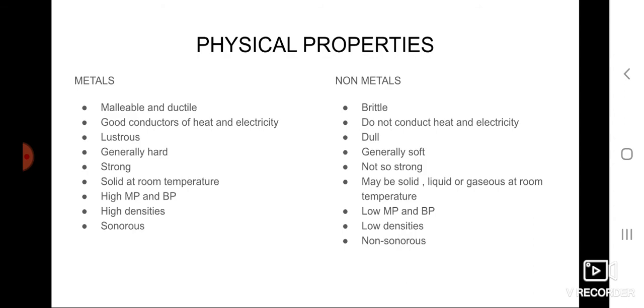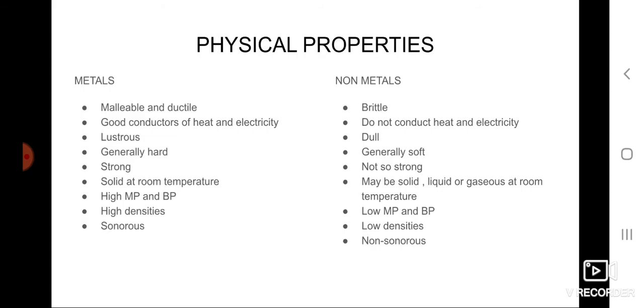Since graphite, which is a good conductor of electricity, is used for making electrodes. Non-metals are not lustrous, they are dull. The exception is iodine. Iodine is a non-metal having a lustrous appearance. It has a shining surface.